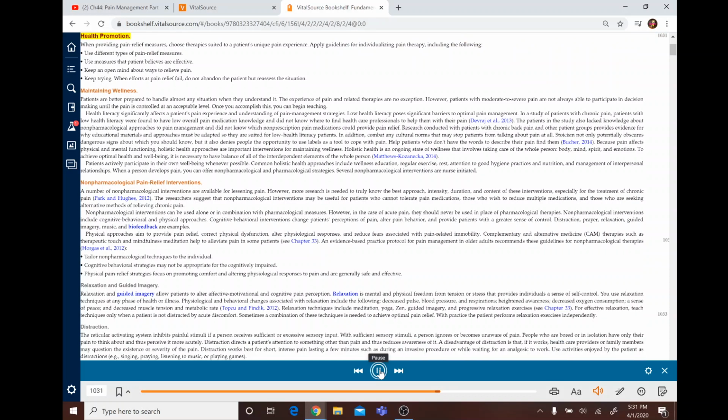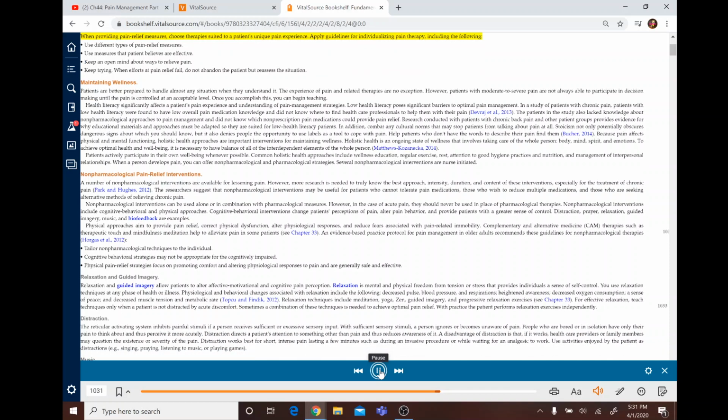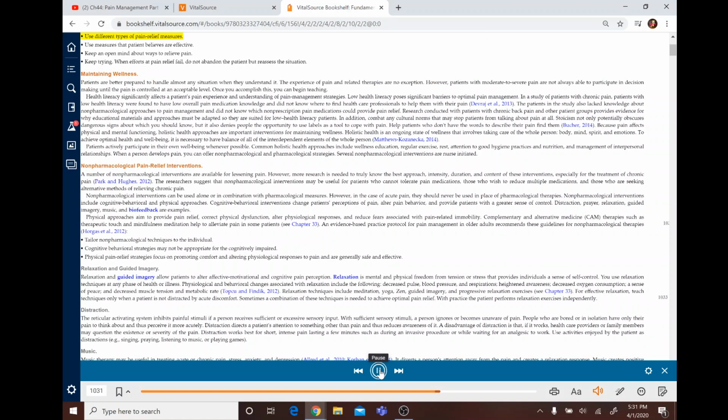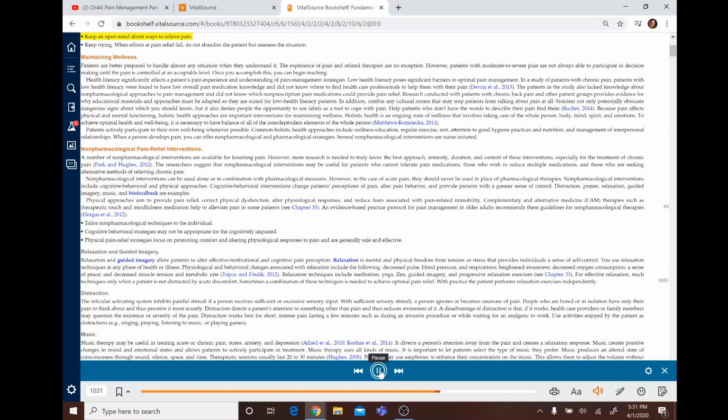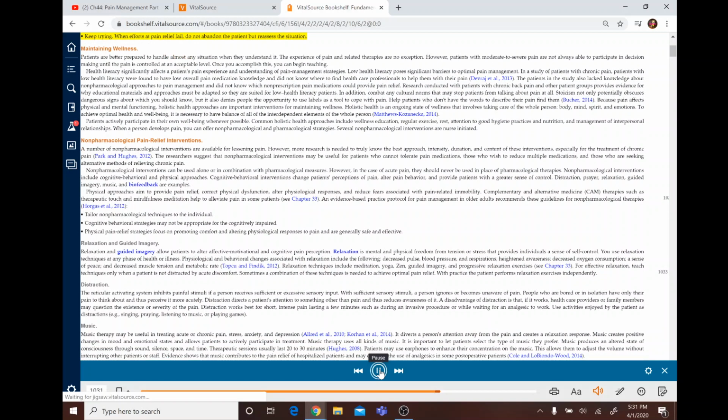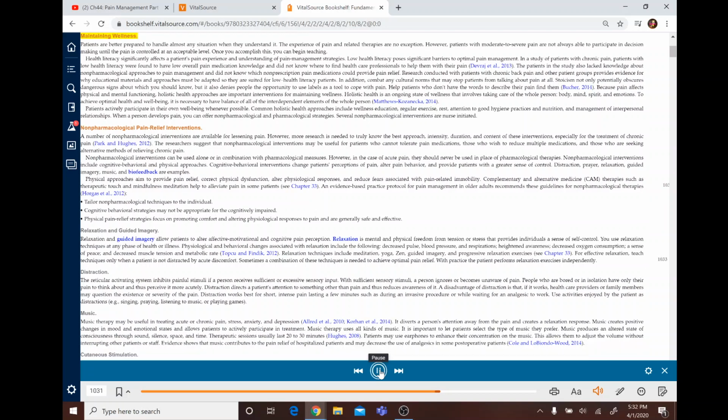Health promotion. When providing pain relief measures, choose therapies suited to a patient's unique pain experience. Apply guidelines for individualizing pain therapy, including the following. Use different types of pain relief measures. Use measures that the patient believes are effective. Keep an open mind about ways to relieve pain. Keep trying. When efforts at pain relief fail, do not abandon the patient but reassess the situation.